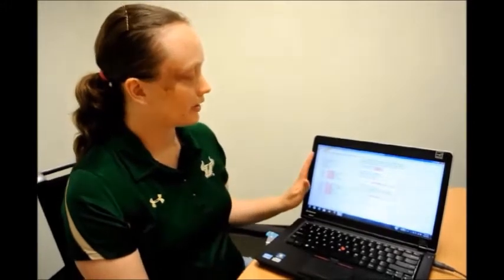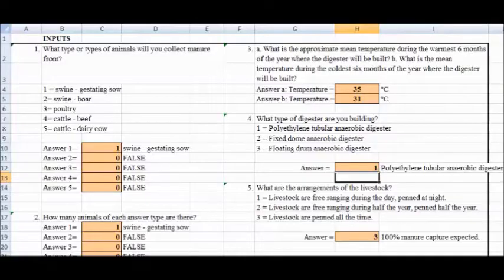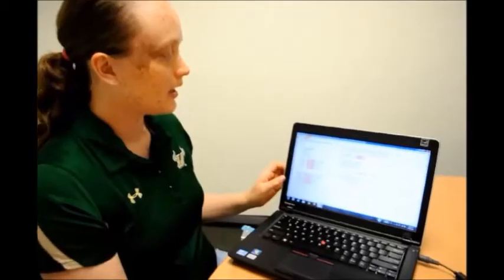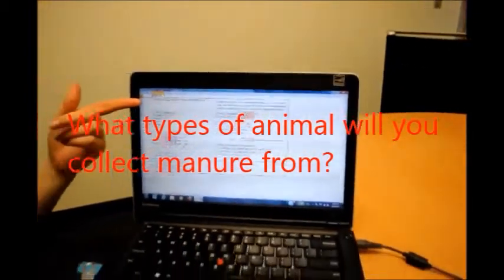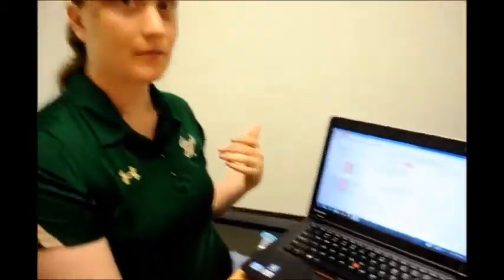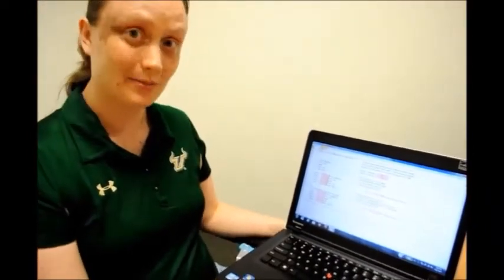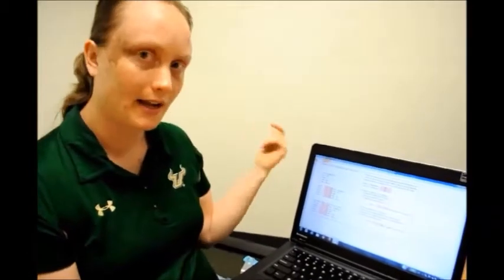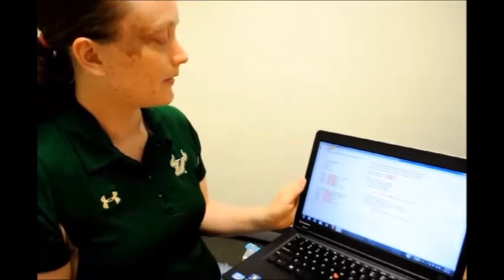This is the user input page, the first page of the spreadsheet. And the user needs to input 5 things. The first is what type or types of animal will you collect manure from. There are 5 different choices, and granted there are more animals you could collect manure for, but these are the ones that I had information on, so those are the ones that I chose for the spreadsheet.